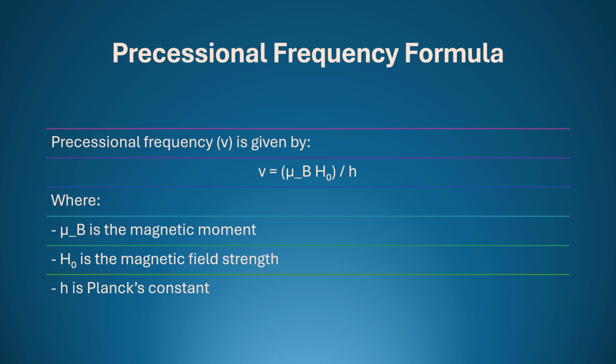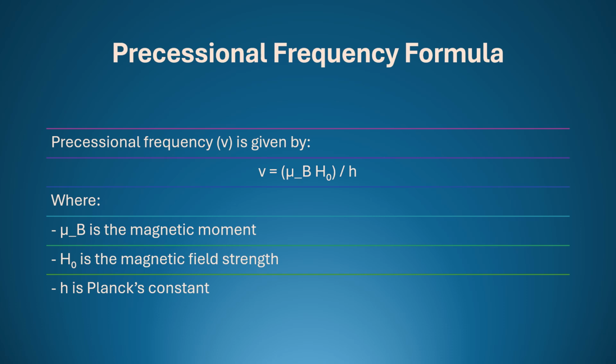H0 is the magnetic field strength applied to the sample. A stronger magnetic field leads to a higher precessional frequency. h is Planck's constant, which links the energy of the nucleus to the frequency of its precession.